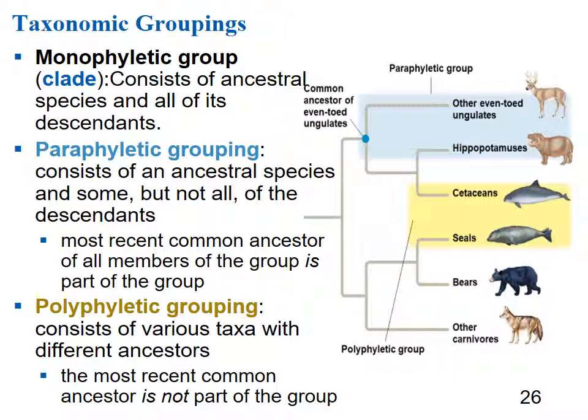Polyphyletic grouping is when we have various taxa that have different ancestors. So here with the whales and the seals, they didn't get their ancestor, which is all the way down here, and they didn't get the rest of the organisms that would be in that clade. So really, polyphyletic groupings is why they are rearranging the eukaryotic kingdoms into supergroups and trying to deal with the mess that is Protists.